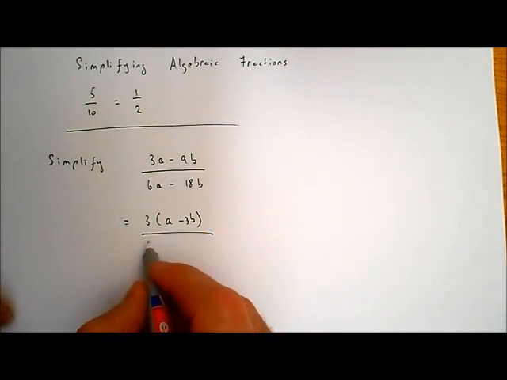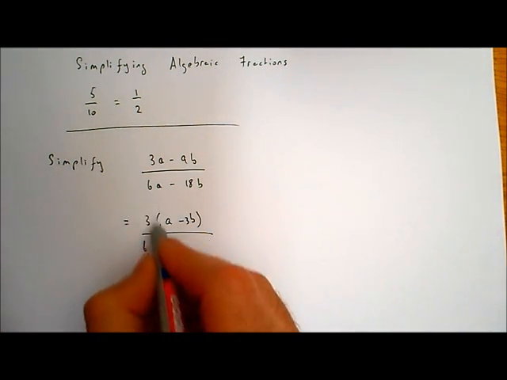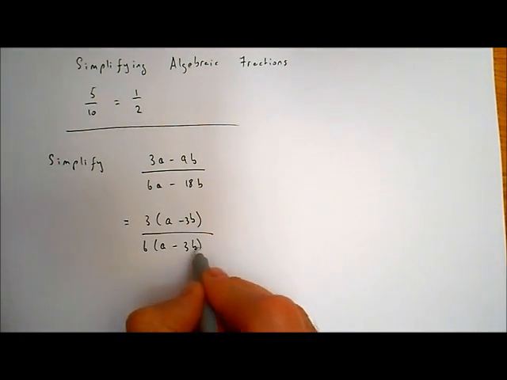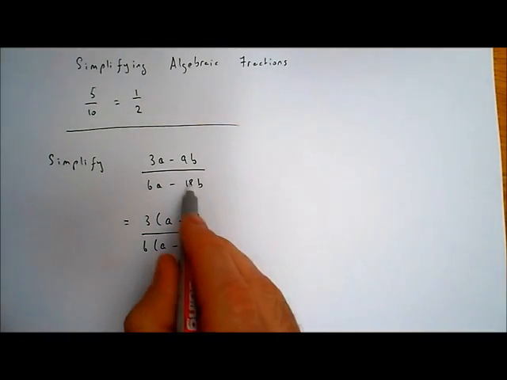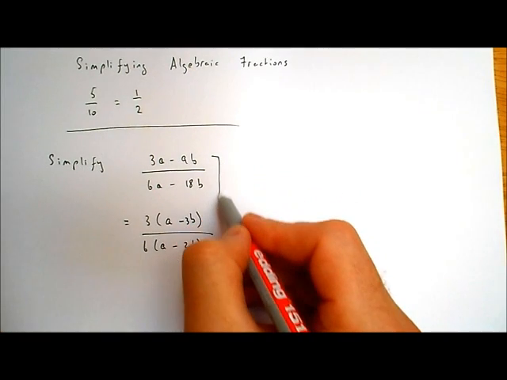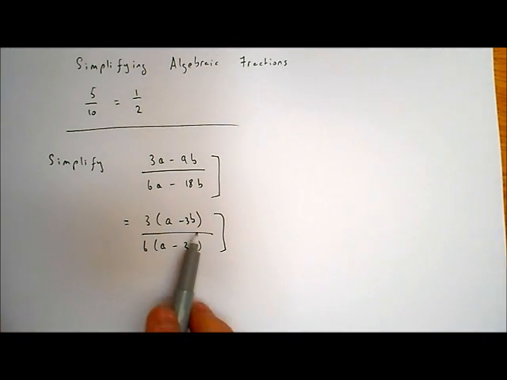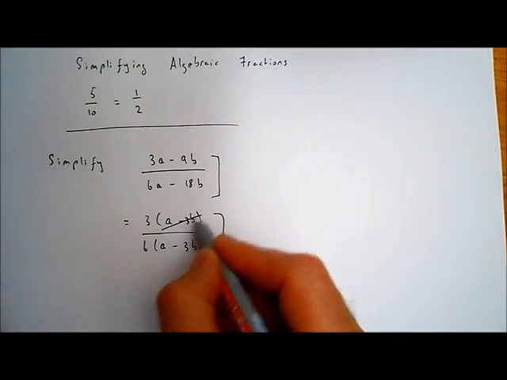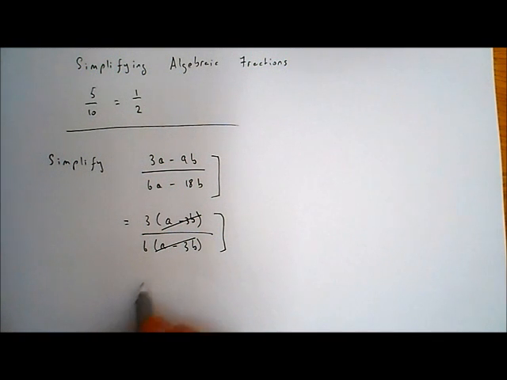And at the bottom I could factorize out 6, because 6 times a will give me 6a, and 6 times minus 3b will give me minus 18b, which I have up here. And now if you look at this algebraic expression, this is the same as this, and now it's easy to see what's a common factor between the numerator and the denominator. I can see that a minus 3b is a common factor because it's in the top and the bottom. It's in the numerator and denominator.